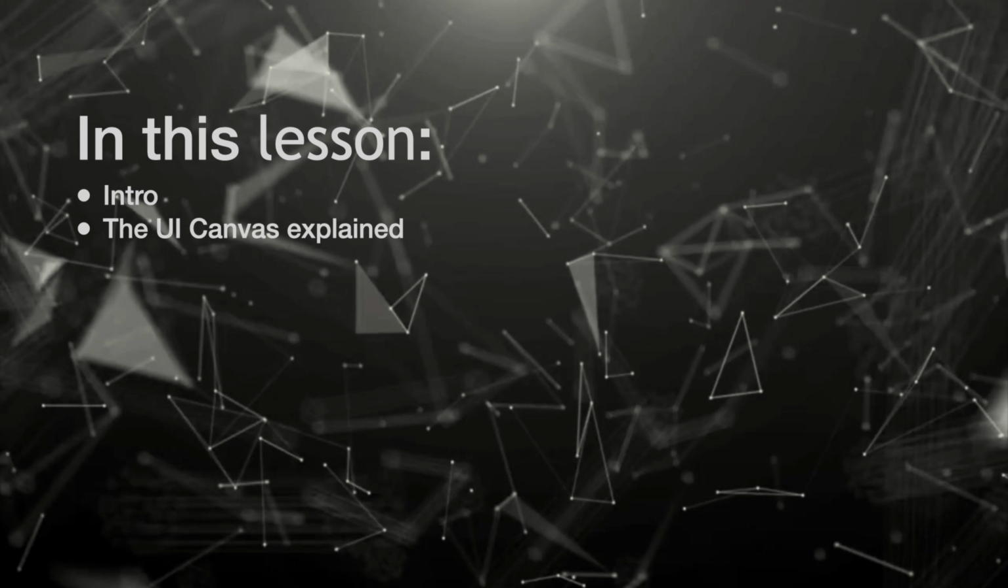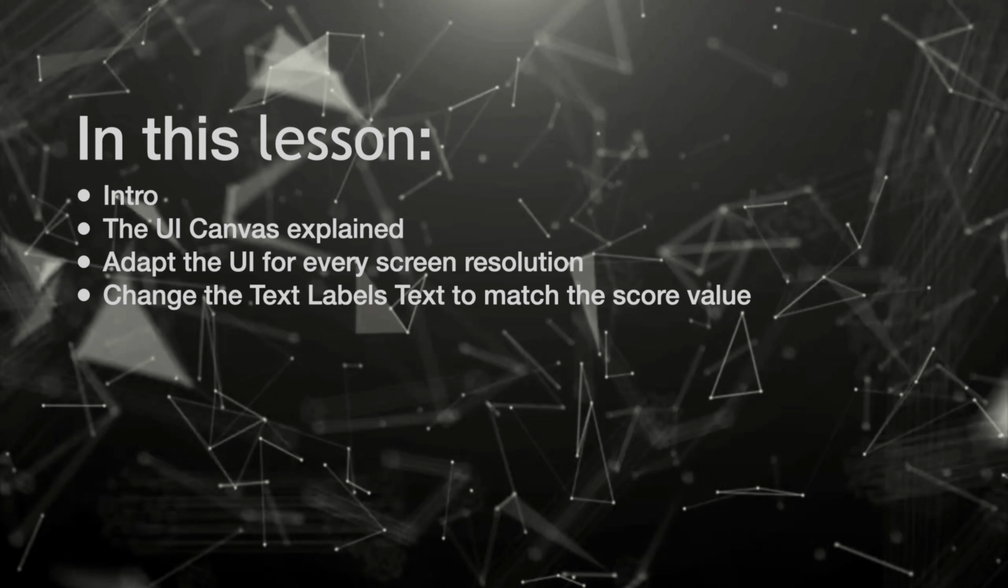Then I'll introduce the canvas and the different render modes. And I show how to tailor the UI to different screen resolutions. And I show how you can automatically adjust the value of a score label to a changing score. We end the lesson with the outro. This was the introduction. Let's quickly start the lesson.